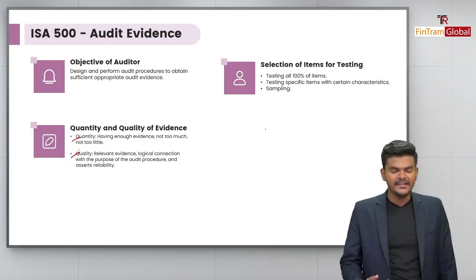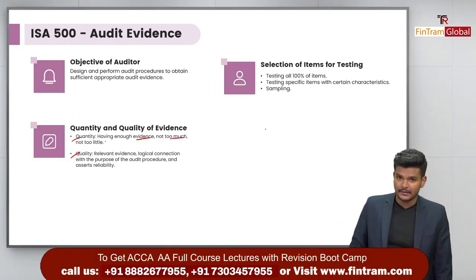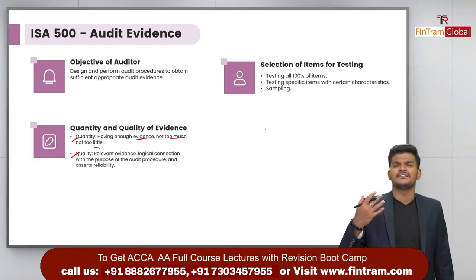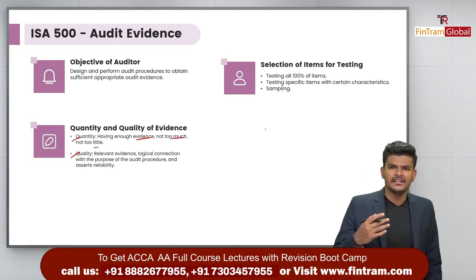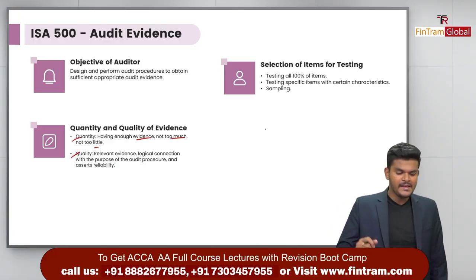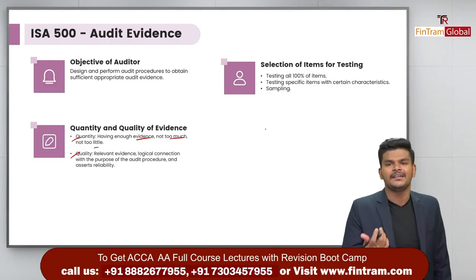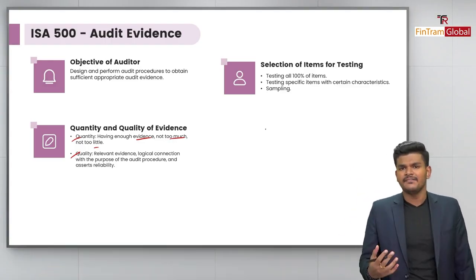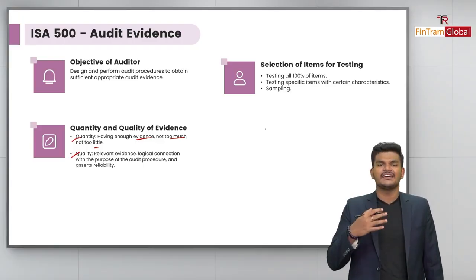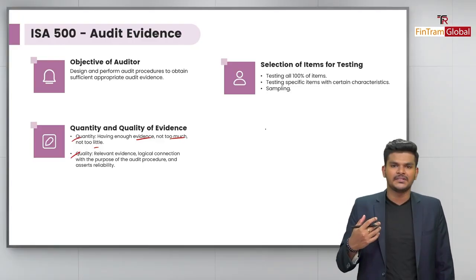Quantity is basically having enough evidence, not too much or too little. If it's too much, then we're unnecessarily wasting resources. And if it's too little, then we're not conducting an adequate amount of work. And quality relates to the relevance and reliability of the evidence. Relevance means, does it have a logical connection to what we do and what we're trying to get?